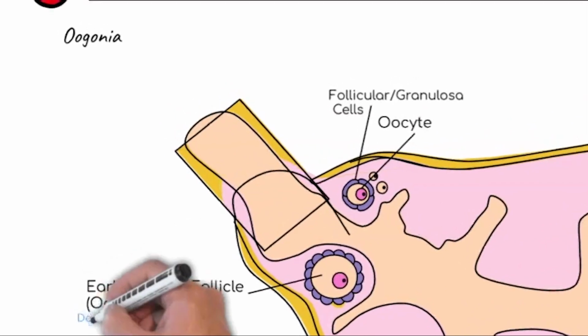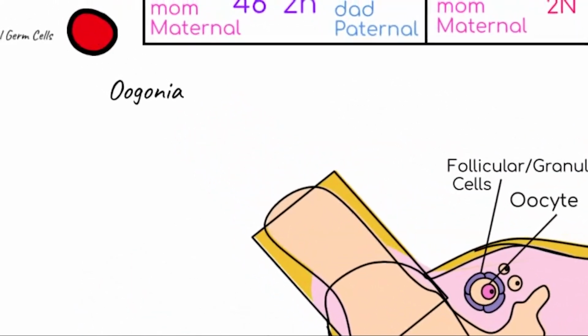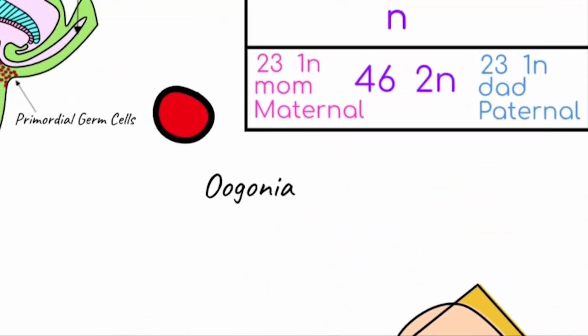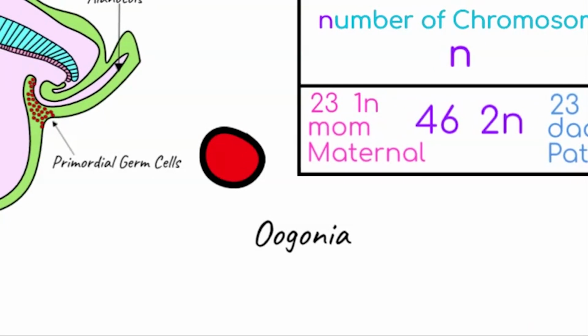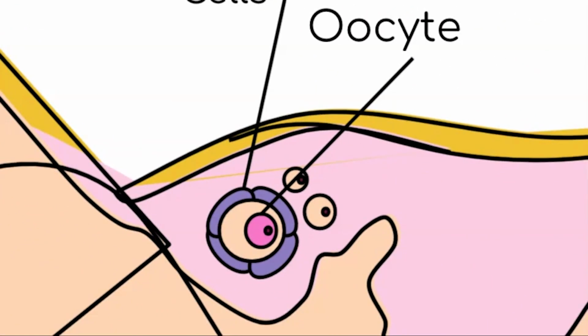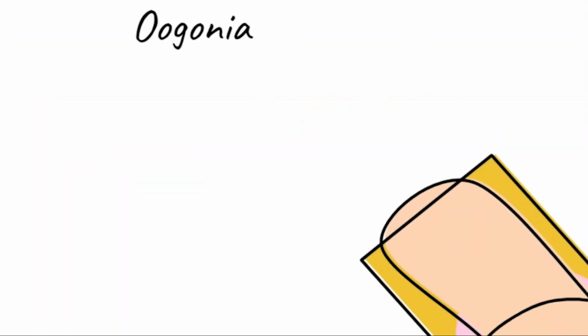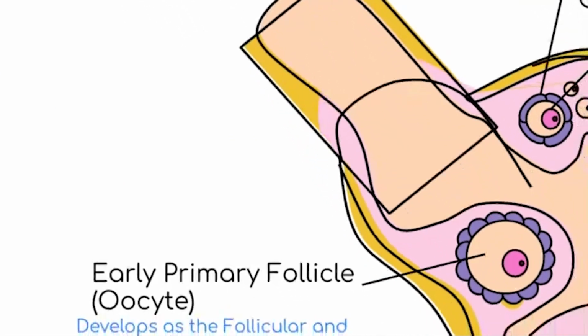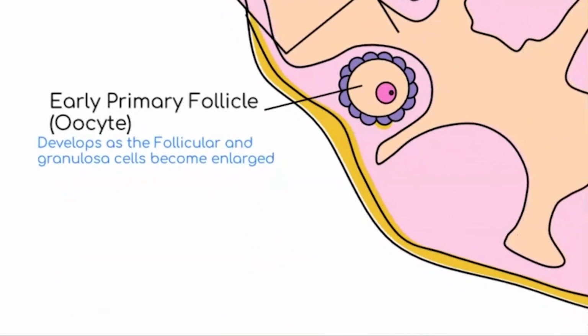So we went from a primordial germ cell that was dividing and dividing by mitosis to an enlarged oogonium. And now, as it continues to enlarge, it converts into a primary oocyte. Once this conversion happens, we now have the cell that will begin the process of meiosis.